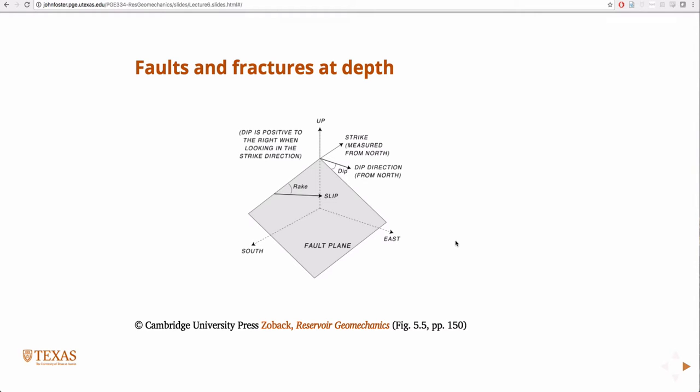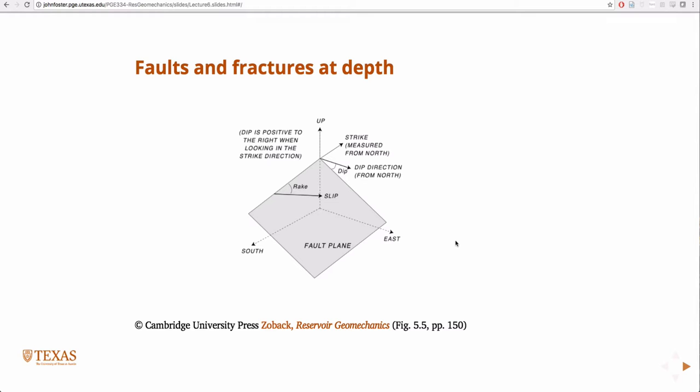We were starting to talk about our first application, and that is we want to use our knowledge of stress and pore pressure to determine if a fault will slip or not. We know that stress is a coordinate frame dependent quantity, right? And we know that the easiest way to quantify stress is through the principal stresses and directions, because those are going to be the ones that are easiest to measure.